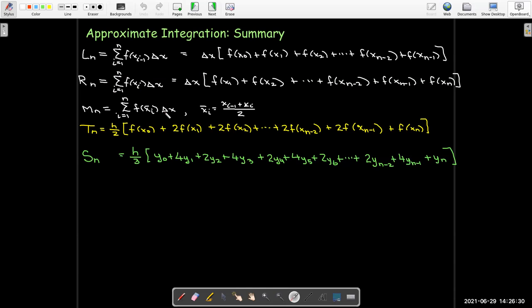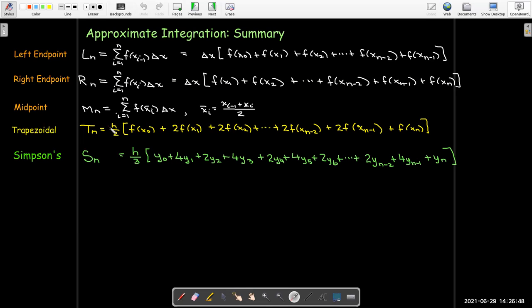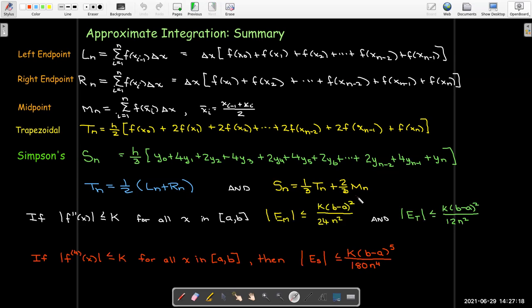So let's look at a summary here. We have a number of rules. The first three were just a review from Calc 1, just using different choices in our Riemann sum, either the left endpoint, the right endpoint, or the midpoint. Then we had our two new rules, the trapezoidal rule and Simpson's rule. And we found these relationships, that the trapezoidal rule approximation is the average of the left endpoint and the right endpoint approximations. And then the approximation from Simpson's rule is a weighted average of the approximation from the trapezoidal rule and the midpoint rule. And then we had our error bounds. So again, I know that this was a lot of information, but really this summary contains our takeaways. And I hope you find this video useful.